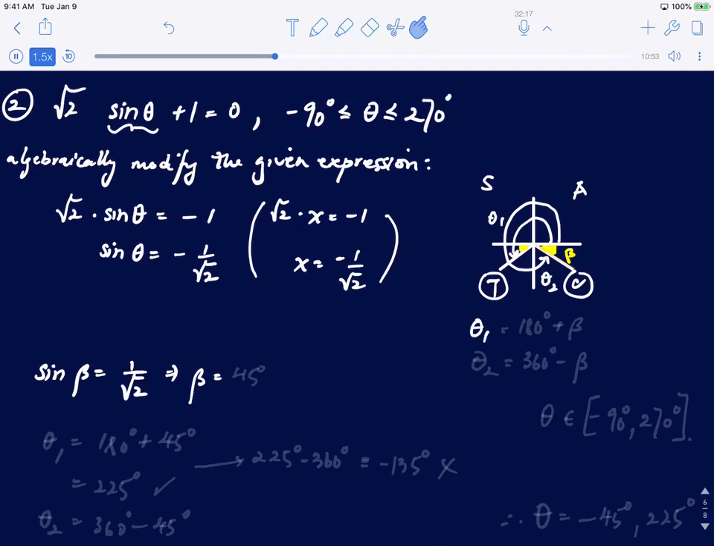Oh, and I didn't write down theta 1 and theta 2. Oh, 45, yeah. And I'm also thinking something else. Yep, so it's 45, not 30. And for theta 1, we have 180 plus the beta. For theta 2, I have 360 minus beta. Okay, so beta is 45. That means now I can write out my theta 1 and my theta 2. So 225, and theta 2 is 360 minus 45. That's 315. So I have the two values.